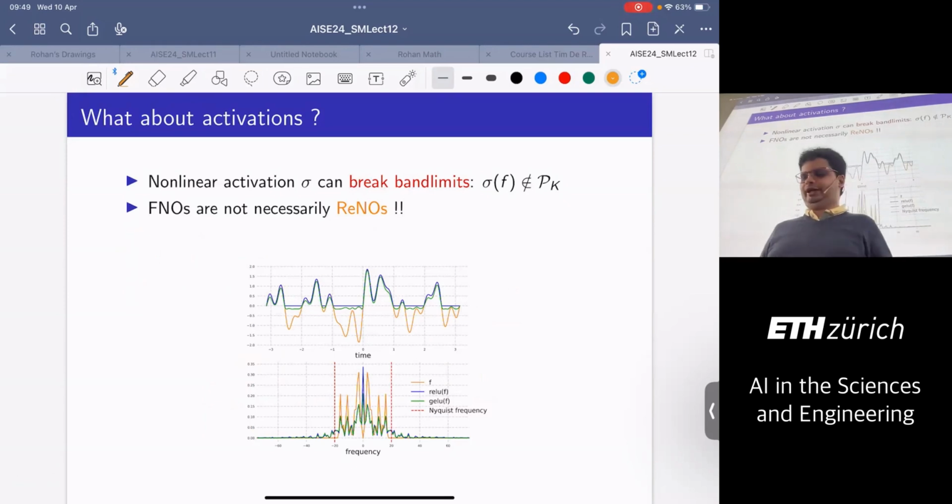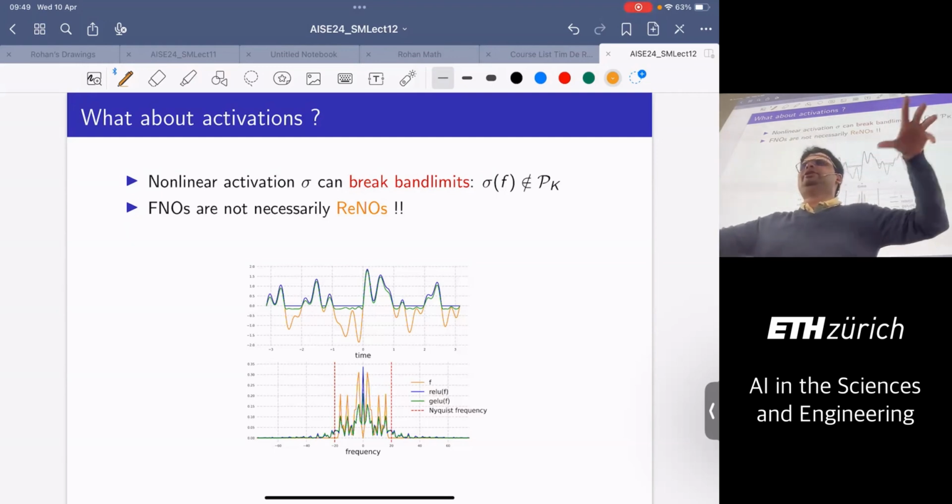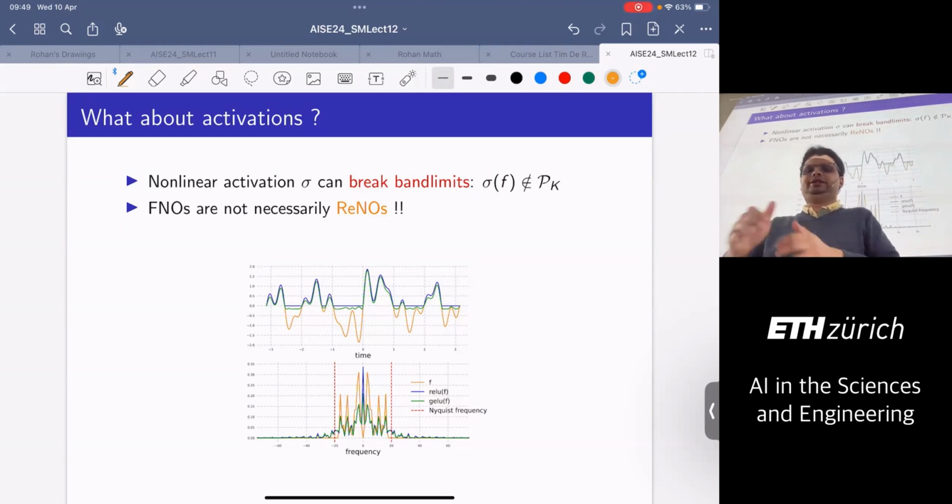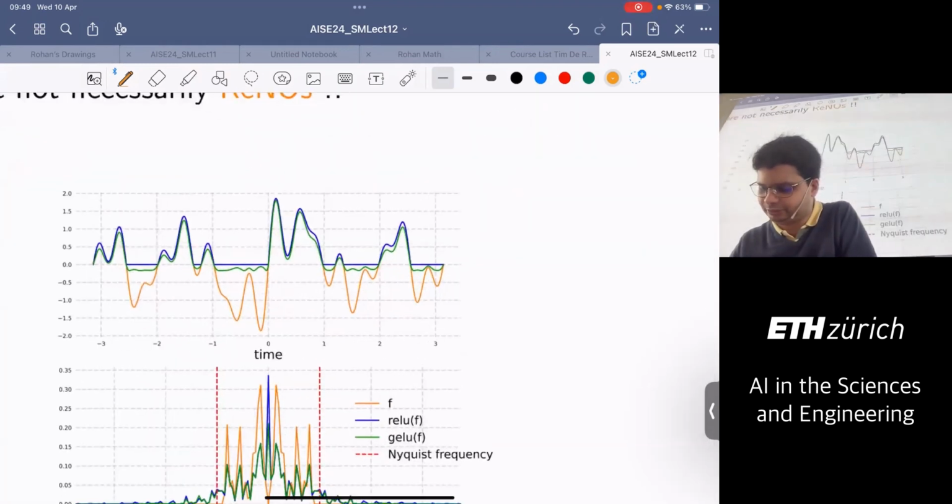Let me explain why. Let's say you have a function which has 10 non-zero frequencies, so it has sine x, sine 2x, sine 10x, and so on. Now you take the simplest nonlinearity you can think of, the square. You take the square of sine 10x, what do you get? Sine 20x. You started with 10 frequencies and you automatically end up with 20 frequencies. So nonlinearities can break the structure. They can introduce additional frequencies. And this is where the trouble is, and this is best shown in this picture here.